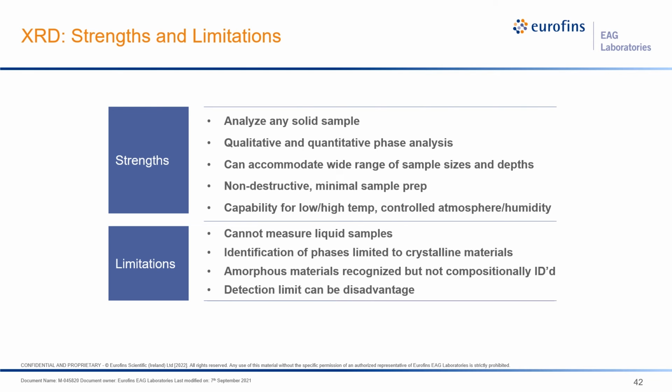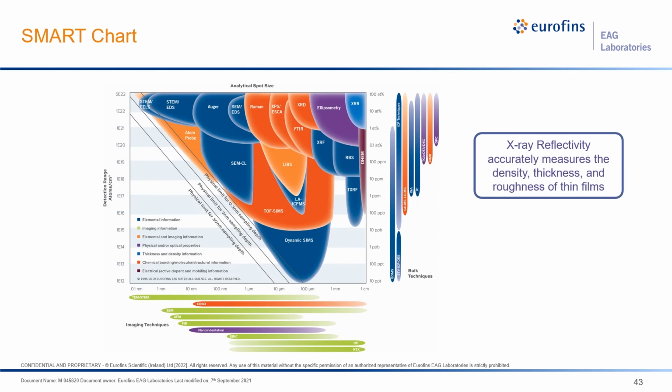Next up, we'll be talking about X-ray reflectivity. Here's our trusty smart chart once again. If you'll remember, the techniques inside the box are all surface analysis techniques. XRR is also colored blue, indicating that it will provide compositional information. If you remember nothing else about XRR, remember that X-ray reflectivity accurately measures the density, thickness, and roughness of thin films.